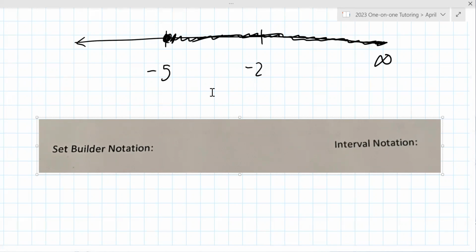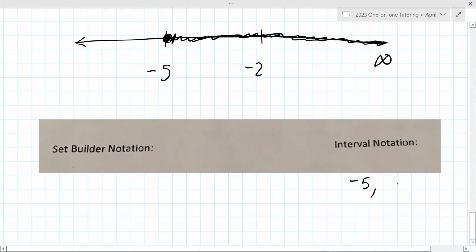So would it be -5 infinity with the brackets? Infinity never gets a bracket, but the -5 does. Oh, okay. I didn't know that. Why don't we do something here at -2? Because it goes past it. That's right. Okay, so in words, this is all the numbers, including -5, or to the right of -5, but including -5. All right, so can you attempt to do the set builder notation?